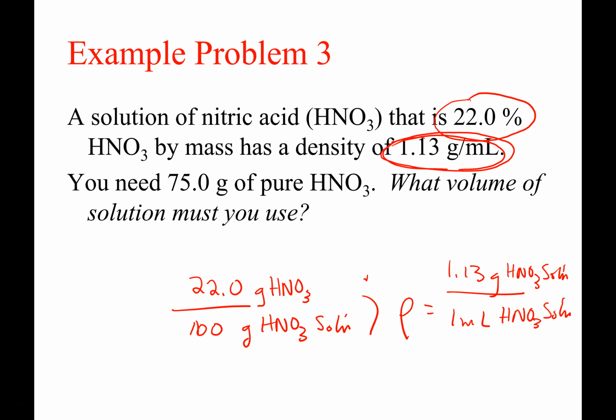So I haven't even looked at the question yet. Those are my physical properties of HNO3. Here it says you need 75.0 grams of pure HNO3 out of the mixture. What volume must you use? On a couple slides from here, you're going to see we always start with that. We're going to have a few arrows, and we're going to end up with milliliters of solution.